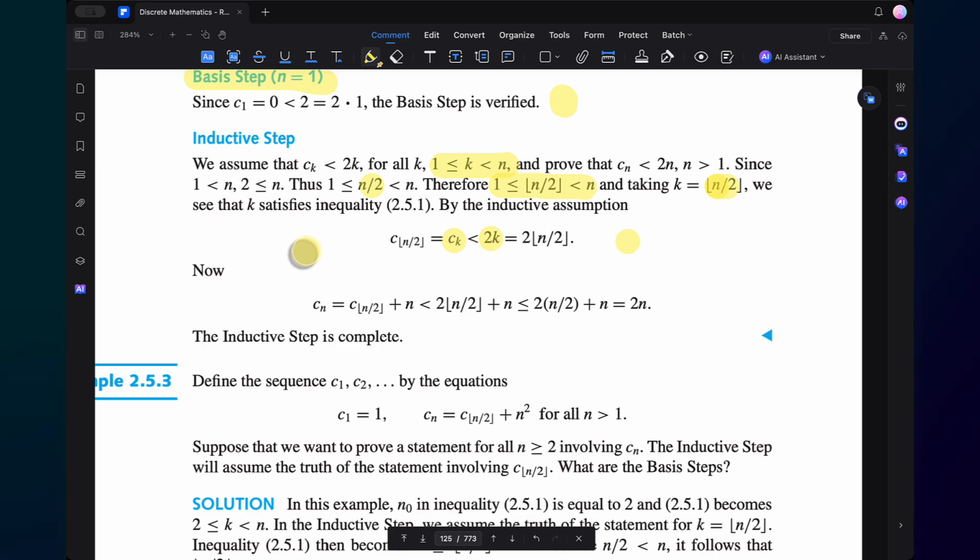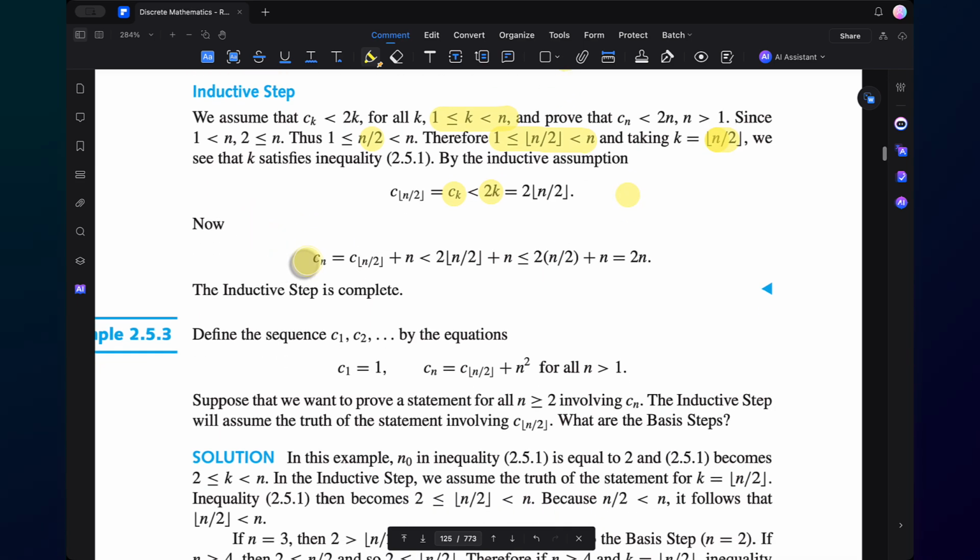Now, let's see what we get. c sub n then is equal to c sub floor of n over 2 plus n. So by this inequality, we can replace that with 2 times the floor of n over 2 plus n, and that's less than or equal to, getting rid of the floor function, 2 times n over 2 plus n, which is equal to 2n, and that completes the proof.